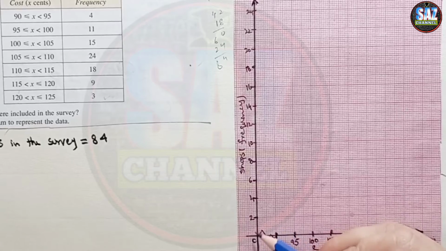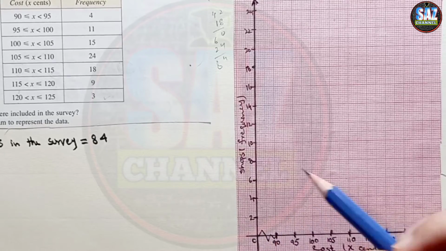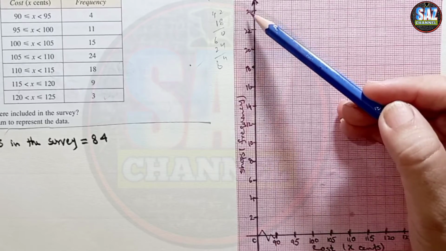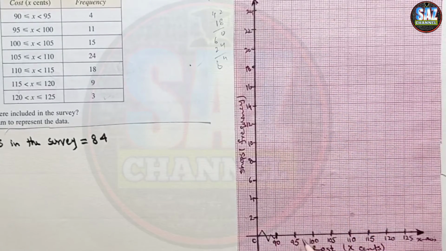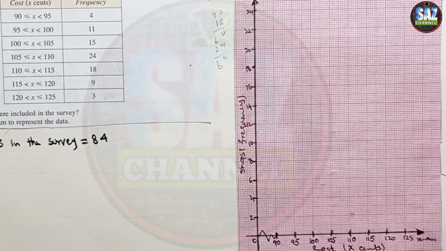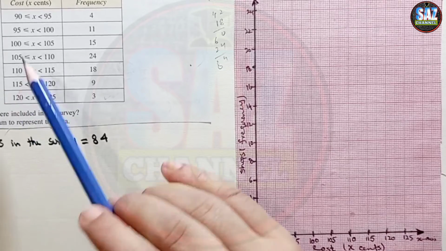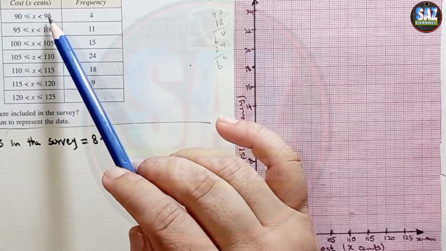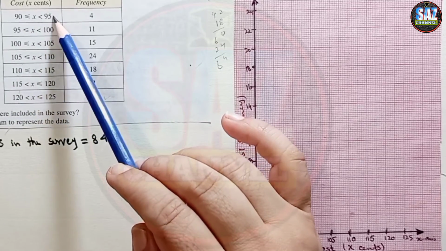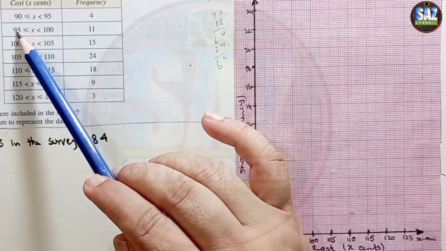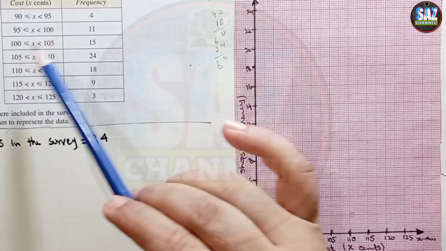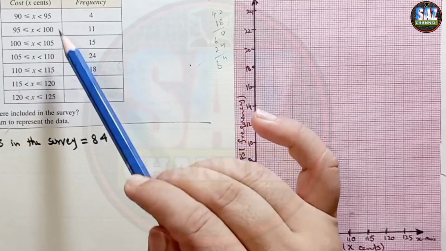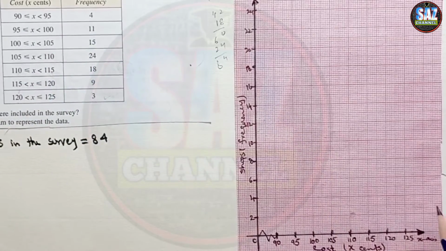Like I'm taking 1 centimeter equals 2 units, and in this way, in order to accommodate the frequency 24, I can have 12 blocks. And on the x-axis you can see that these are actually the class boundaries given, because the number on which the previous class is ending, the new class is starting with the same number. It's continuous data, so we do not require to turn these limits to boundaries. These are actually the class boundaries given in the question.